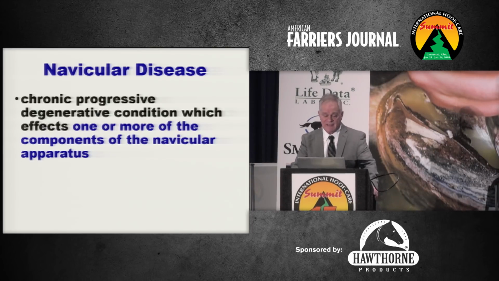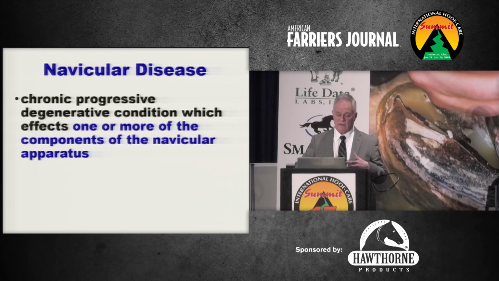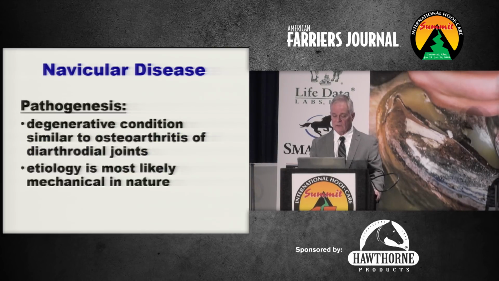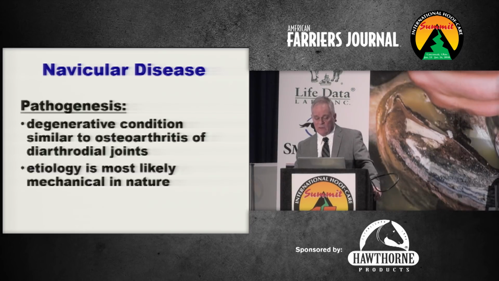It's generally accepted that navicular disease is a chronic, meaning long-term, progressive degenerative condition that's going to affect at least one, but usually more than one, component of the navicular apparatus. Over history, there's been a variety of theories about the cause and pathogenesis of navicular disease, but I think now there's general consensus that it is simply a degenerative disorder very similar to osteoarthritis.